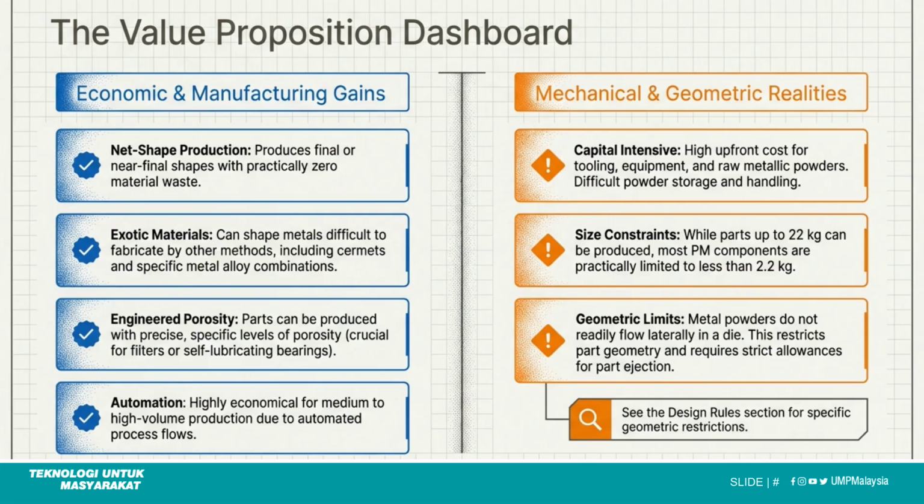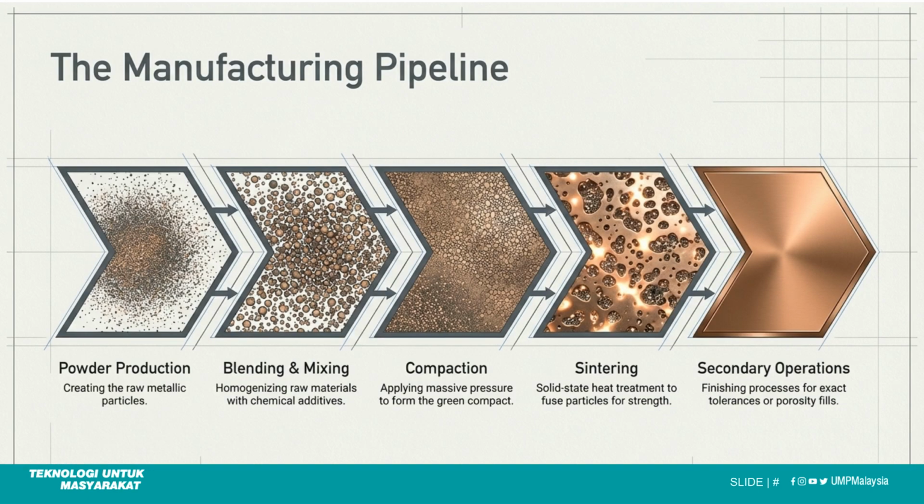Powder metallurgy offers significant economic and manufacturing gains, such as net-shape production and the use of exotic materials. However, it is capital-intensive and has size and geometric constraints. The manufacturing pipeline involves 5 main steps: powder production, blending and mixing, compaction to form a green compact, sintering for strength, and secondary operations for finishing.